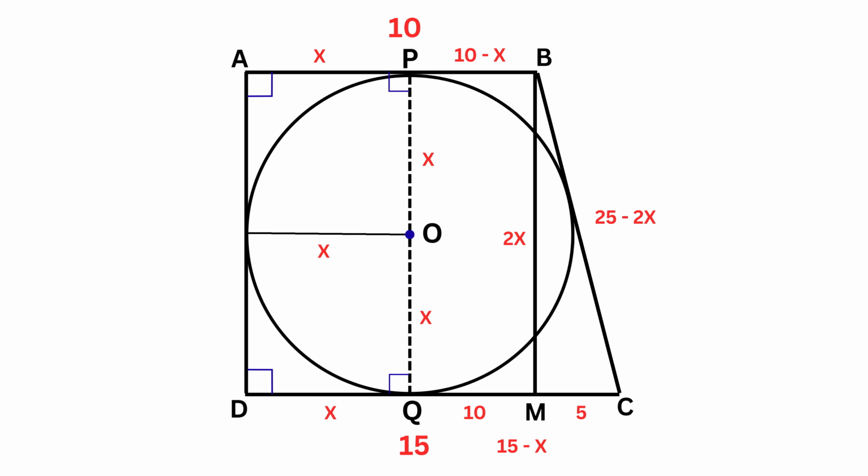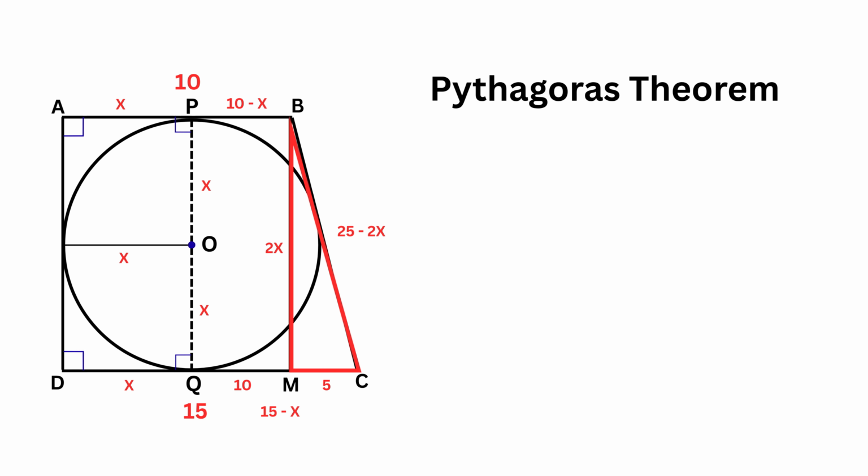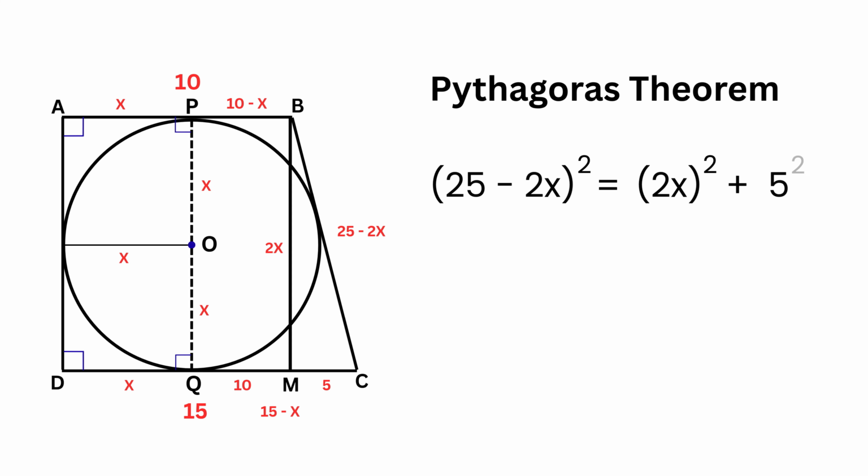Now look at the new right triangle, BCM. We have expressions for all three sides. So, we can easily apply Pythagoras' theorem. We get the quantity 25 minus 2x, all squared, is equal to the quantity 2x, all squared, plus 5 squared.